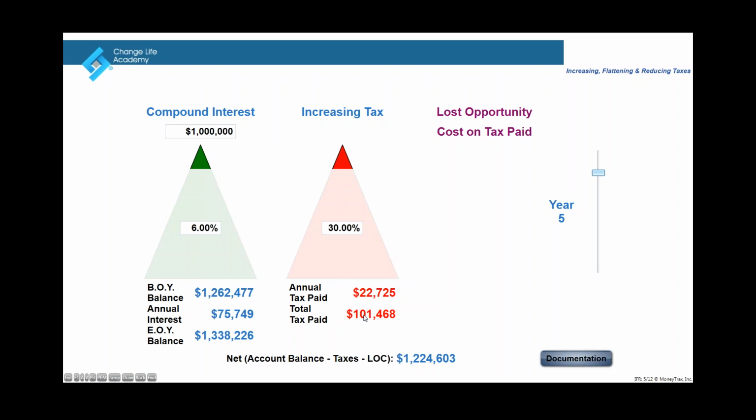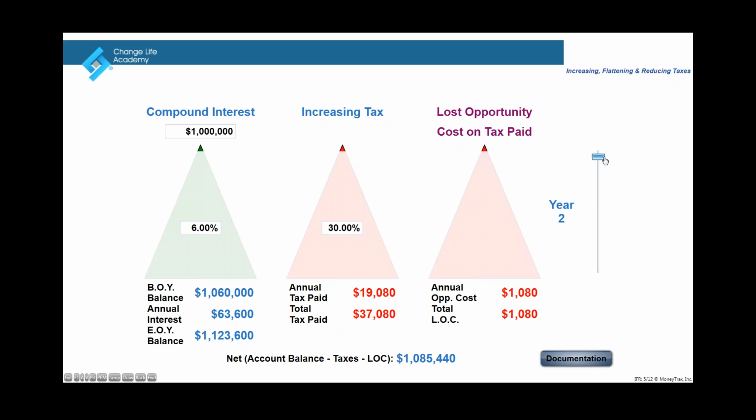Now, in the very beginning, the first thing that we teach people is what we call opportunity cost. And opportunity cost is simply this. If you're paying $22,000 in taxes, or in this case, $100,000 in taxes, it doesn't just cost you $100,000. Because if you could get 6% on your investment, then if you didn't have to pay that $100,000, that $100,000 could be earning the 6%. So we have to calculate the lost opportunity cost on our money.